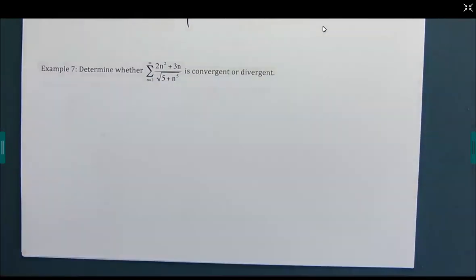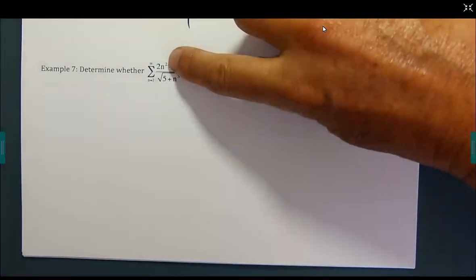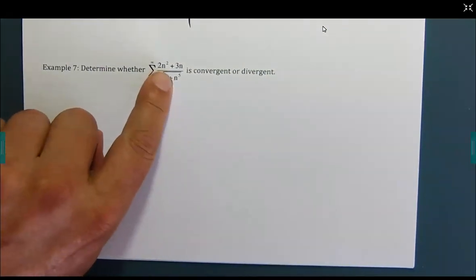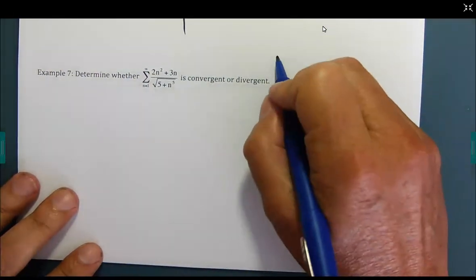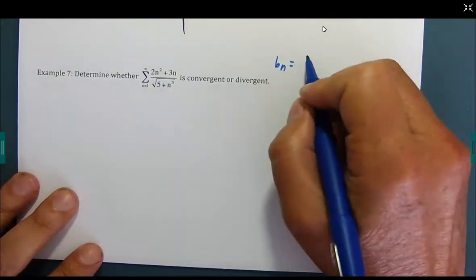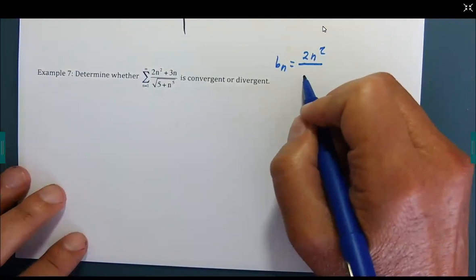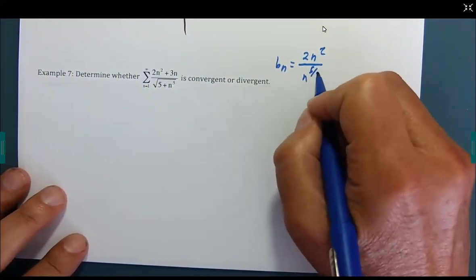All right, example 7. Okay, so what to compare this one to? This one's getting a little funky here. I'm going to truncate that, and I'm going to truncate that without the plus 5. Now, what that's going to give us, or b sub n, is going to be 2n squared over n to the 5/2 power.